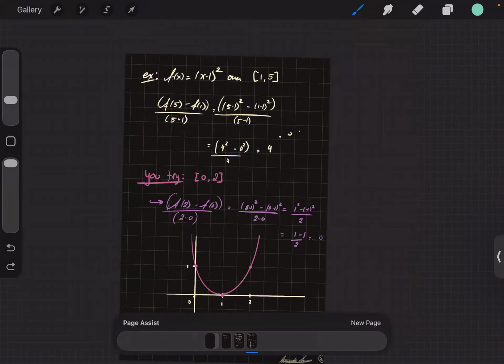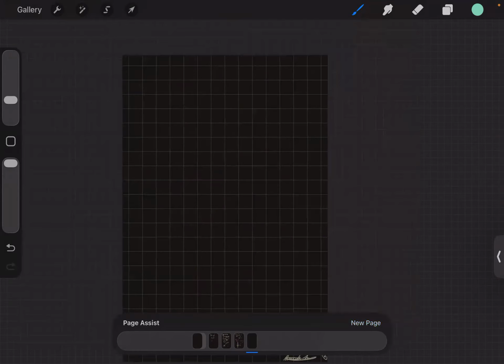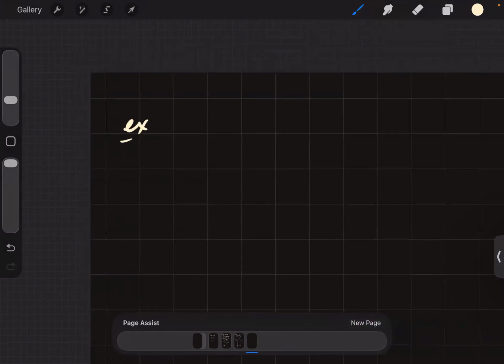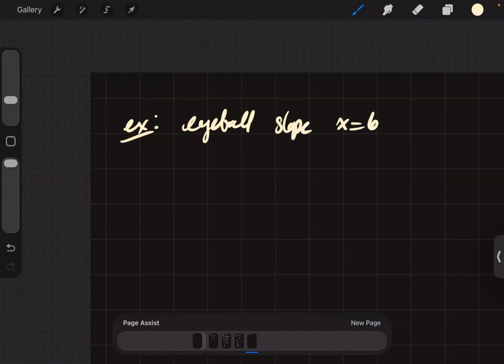Okay. Let's try it again. Let's try to approximate. Let's eyeball the slope for x equals 6. Okay? Give that a pause and see what happens.